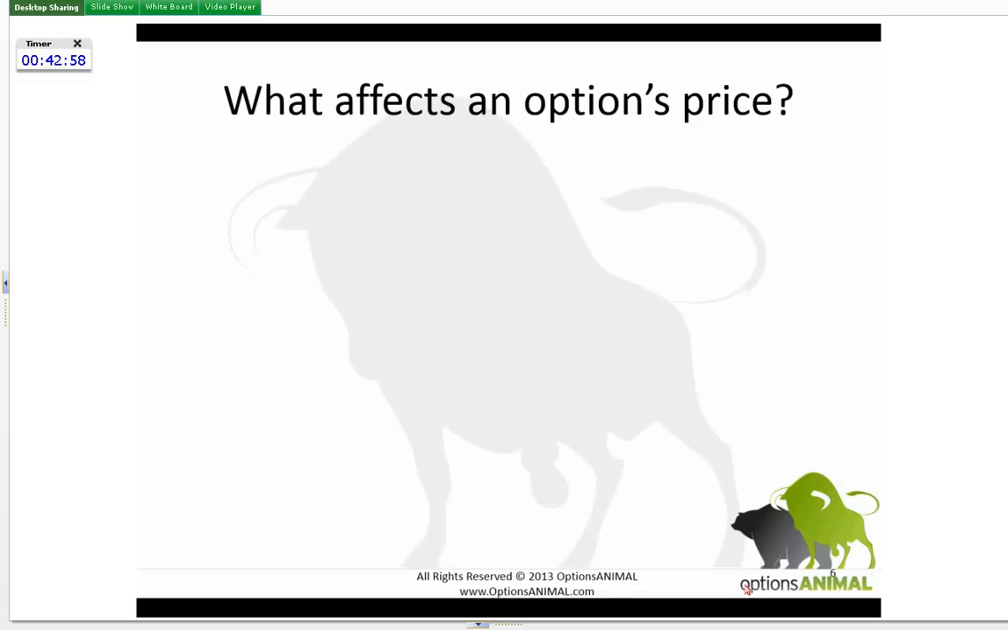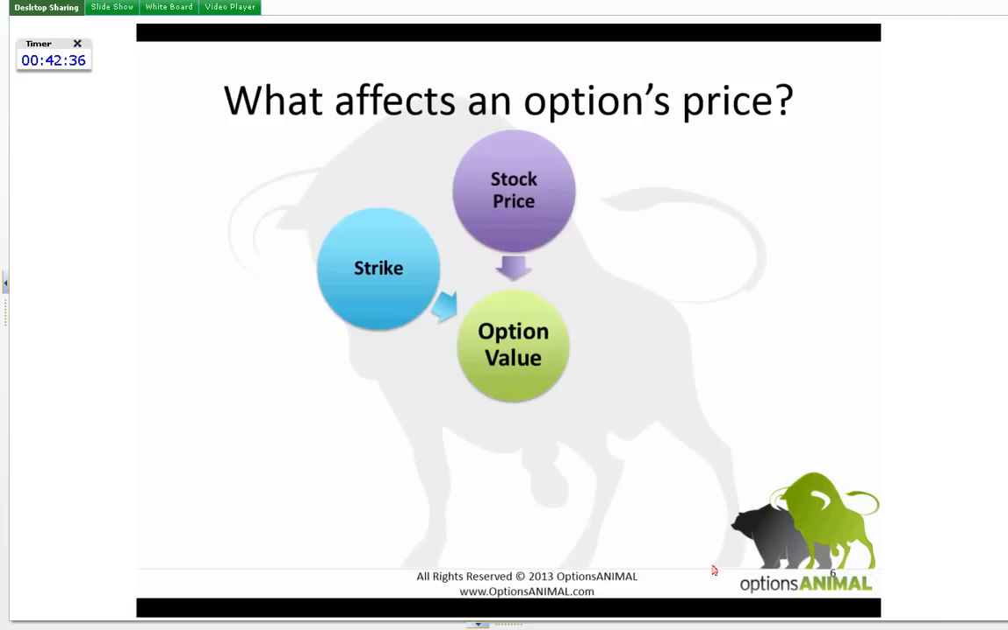So what affects an option's price? When you look at a stock, there's only one thing that affects the price of the stock, and it sounds redundant, but it's the price of the stock, right? There's nothing else that can really affect the price of a stock. But with options, we have more moving pieces, and if you're going to trade options, you have to understand this. So the option value is impacted, obviously, by the strike and the stock price. The strike is the price at which we execute our trade. So the price where we either are buying or selling, that is the strike.